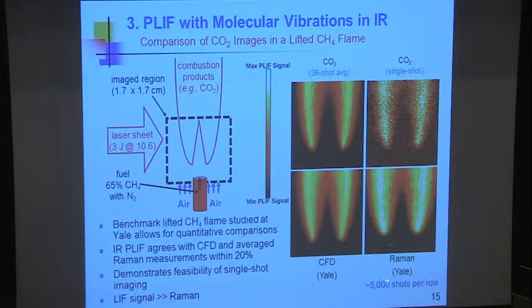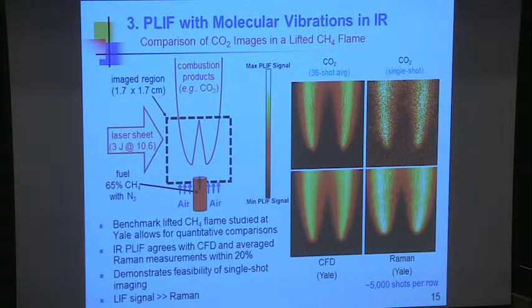This is what Yale got, but they had to use line illumination with 5,000 shots per row. So what does that mean? PLIF is a lot stronger than Raman. Well, fluorescence is stronger than Raman. You can decide whether you want to do a line or a point. You can decide what you want to do.